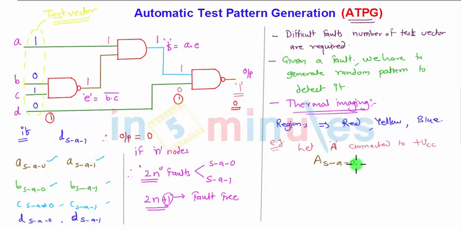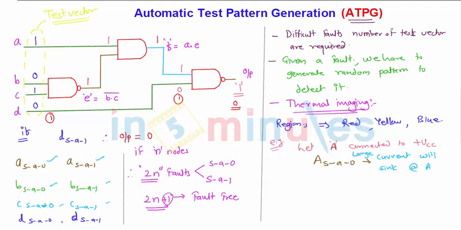So what will happen? A large amount of current will flow, or large current will sink, at point A, because A is shorted to ground while being connected to VCC. Therefore significantly higher temperature will be shown by the thermal imaging, due to the high short circuit current at point A. So this is how you can use the thermal imaging technique to determine the faults also.